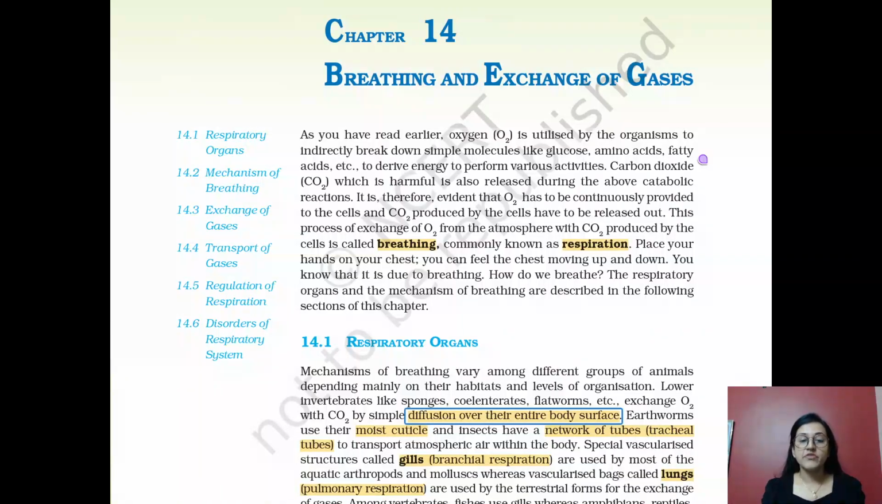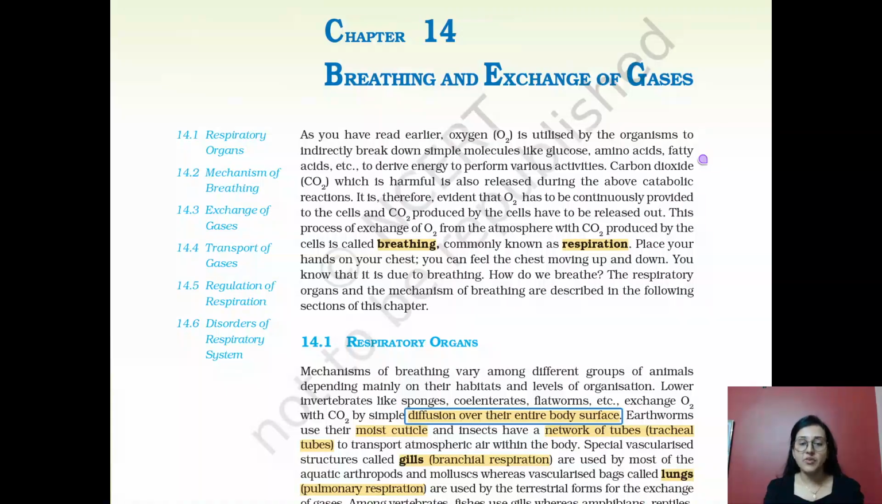Carbon dioxide, which is harmful, is also released during the above catabolic reactions. It is therefore evident that oxygen has to be continuously provided to the cells, and carbon dioxide produced by the cells has to be released out. This process of exchange of oxygen from the atmosphere with carbon dioxide produced by the cells is called breathing, commonly known as respiration.